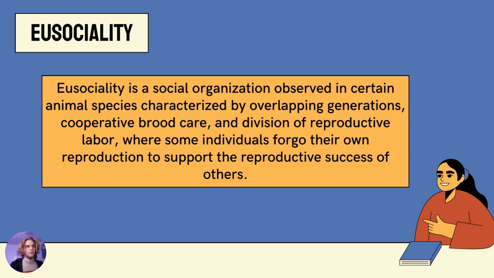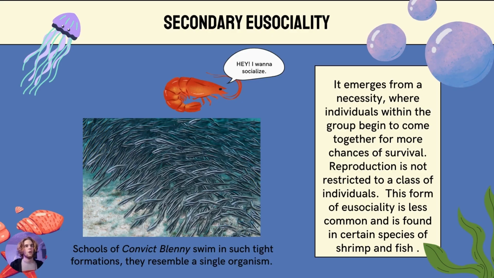We know that eusociality is divided into different types, secondary and primary. We know that secondary emerges from necessity, where individuals get together in groups for more chances of survival. We see that here reproduction is not restricted to certain individuals, and this form of eusociality is less common and it's found in certain species of shrimp and fish.